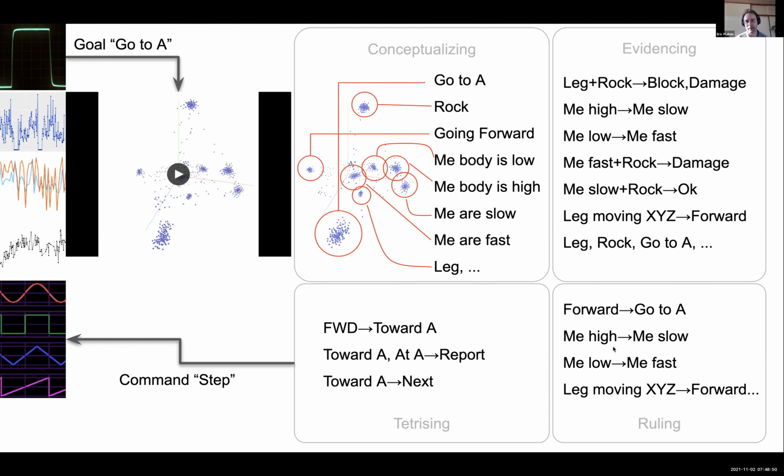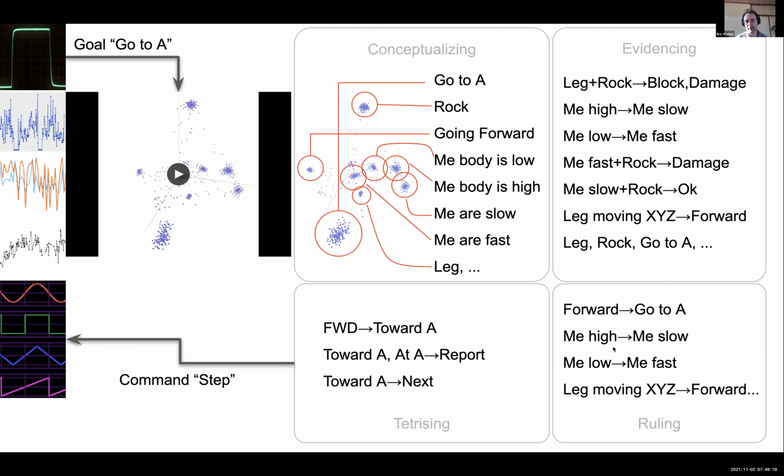And for these concepts, we have another mechanism which I call evidencing that takes them and makes candidate rules out of them. So it's a big soup of candidate rules. The next step is ruling, where we take this soup of rules and try to find the ones that come over and over, the ones that remain, and they reinforce themselves there. And so what remains are rules.